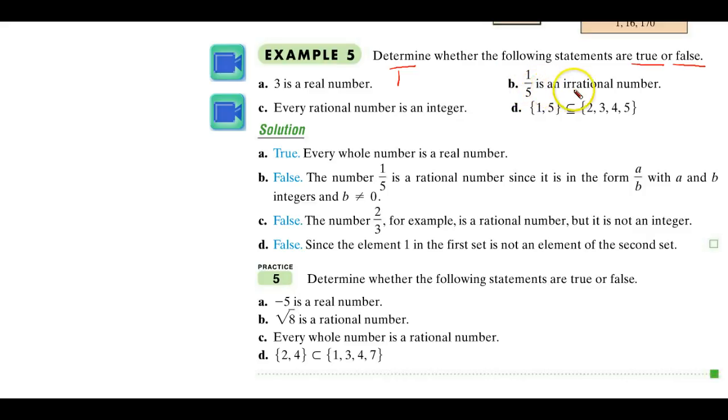1/5 is an irrational number. Now the decimal of 1/5 is 0.2. It terminates, so this would be false. Every rational number is an integer. Well, integers are whole numbers, and they're negative opposites, so to speak. So there are many rational numbers that are not integers. So this is false. Again, you only have to find one example that proves it wrong to make it false. Now, {1, 5} is a subset of this. Well, 5 is there, but 1 is not there. So this is false.